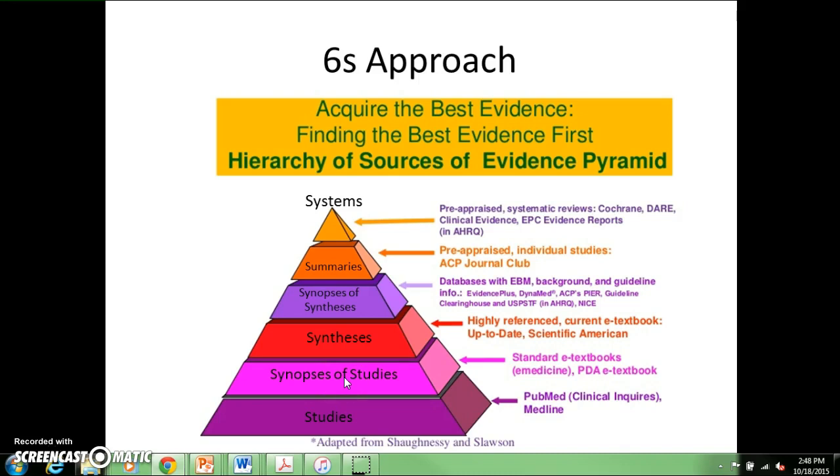But they really are just that. They're very, very basic. They're not highly referenced. They're not systematic reviews. They're not synopsis of systematic reviews. So these are the lower quality studies that we truly don't want to use in an evidence-based practice class. In the 6S approach, what I would say is we want to stay at least at synthesis level all the way to the systems level if we can help it.